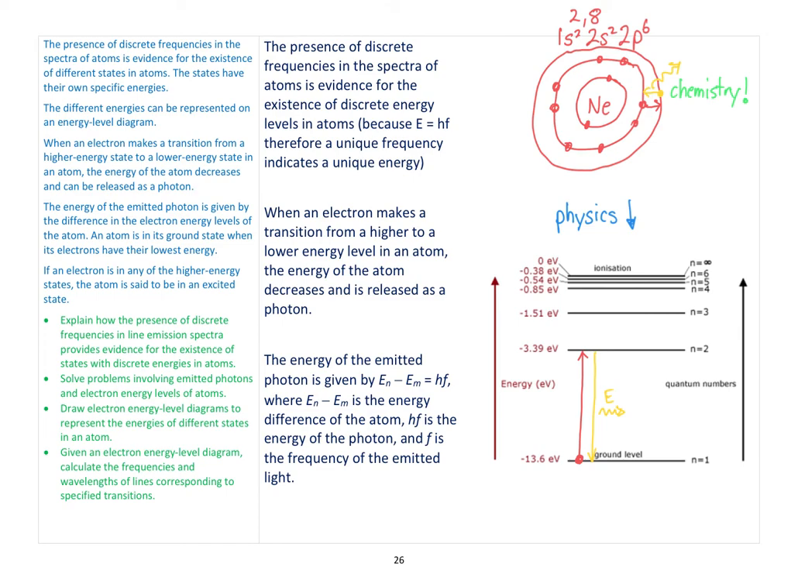So what have we got written here? When an electron makes a transition from a higher to a lower energy level in an atom, the energy of the atom decreases and is released as a photon. That's what I was showing you here. The energy of the emitted photon is given by En minus Em equals hf, where En minus Em is the energy difference of the atom, hf is the energy of the photon, and f is the frequency of the emitted light. Basically, En and Em are the energy level it starts in and the energy level it finishes in.